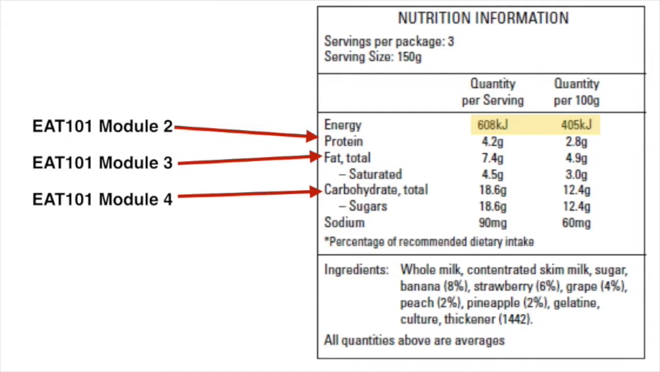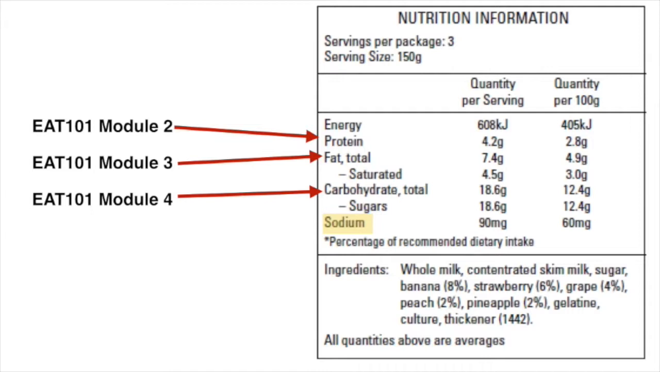The nutrition information helps you answer questions like, is this a good source of protein? Is it high in sugar or is it high in fat? And really, does it fit into your chosen dietary approach? It usually also tells you if the food is high in sodium or salt.